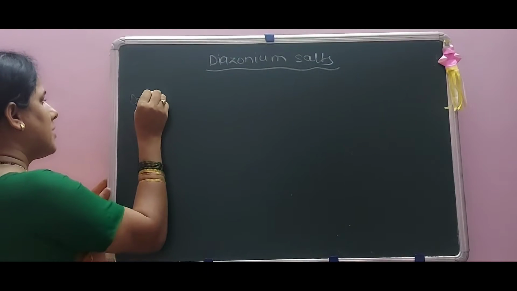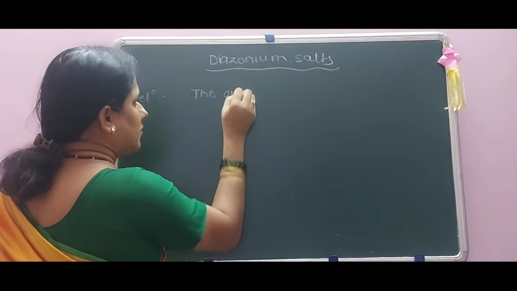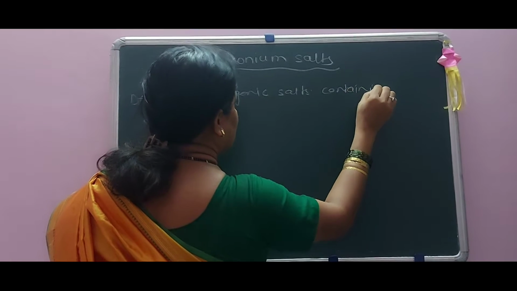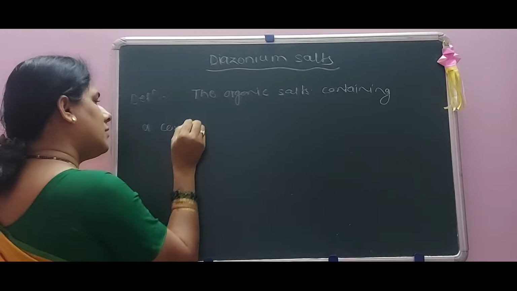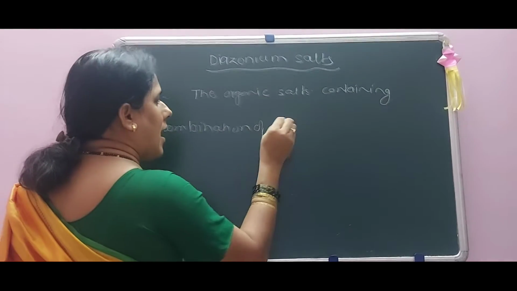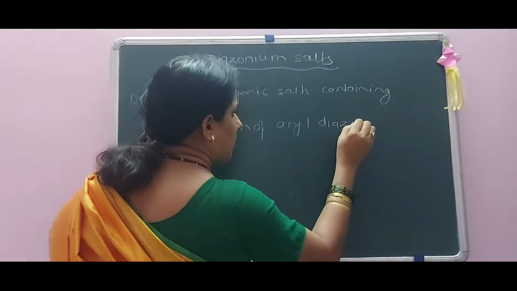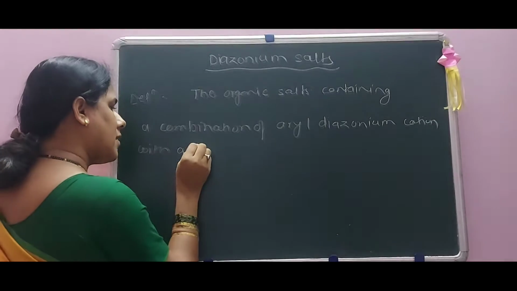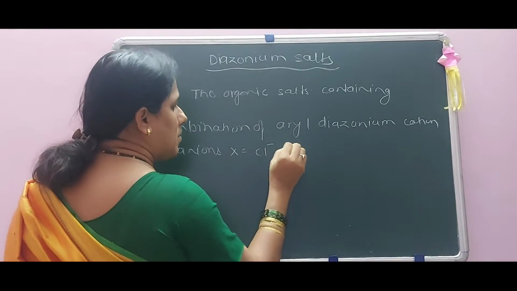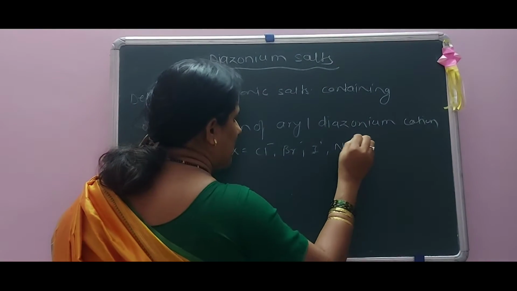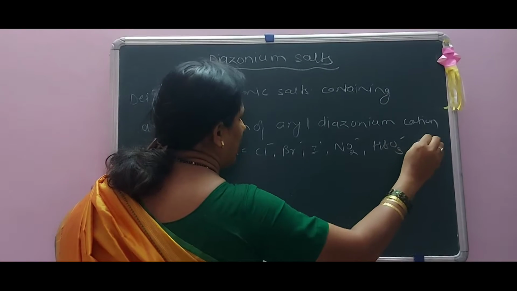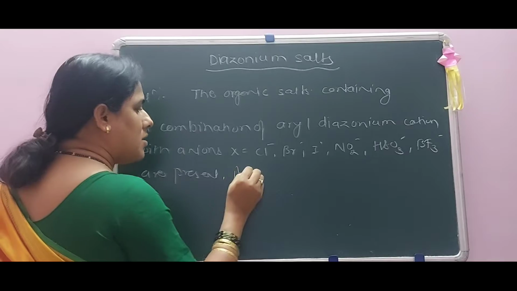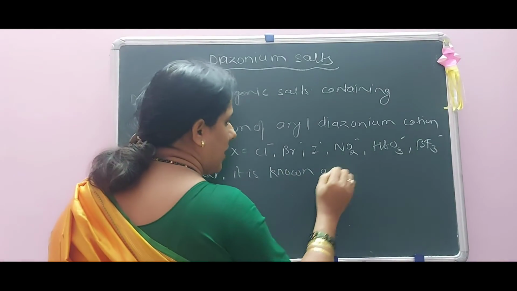The definition is like this: the organic salts containing a combination of aryl diazonium cation with anions, where X is equal to Cl minus, Br minus, I minus, NO2 minus, HSO3 minus and BF4 minus, when present, it is known as diazonium salt.